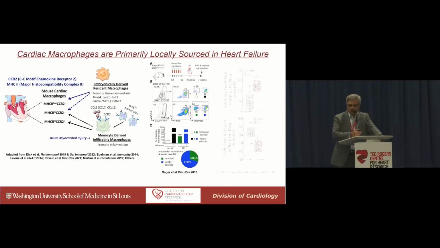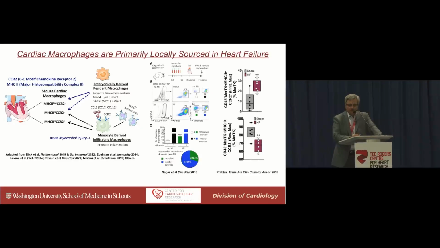A simplistic way to look at it is just CCR2 negative and positive cells. You can see that in heart failure, this is from a mouse model 8 weeks after myocardial infarction, versus a sham-operated mouse, there's an increase in CCR2 positive cells in the heart and a reduction in overall CCR2 negative cells, but the CCR2 negative cells are still the predominant macrophage population.